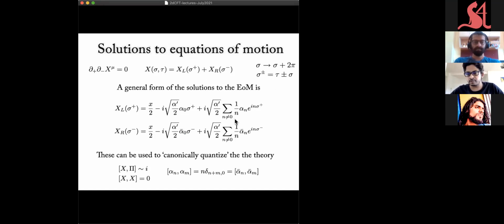Now you can use these Fourier expansions, as you do in usual quantum field theory, to canonically quantize this theory. The commutation relation between the scalar field and its conjugate momentum is proportional to i, along with some delta function factors. You can use these expansions over here, and you'll end up with these commutation relations between these alphas. You can think of these as creation and annihilation operators, which obey these commutation relations.